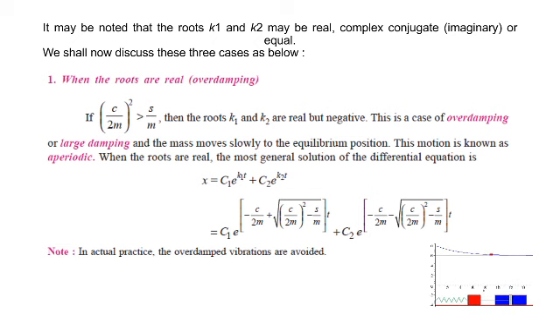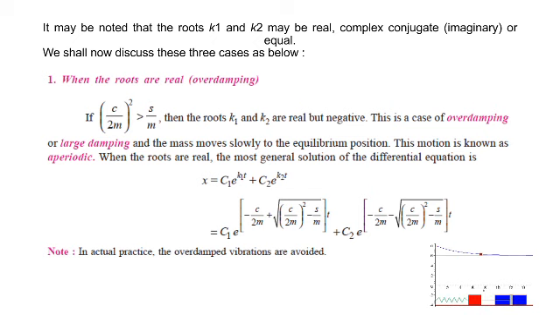This is the case of overdamping. This condition is called overdamping. When these roots K1 and K2 are real, then it is called overdamping or large damping. So what is overdamping? Whenever the roots of this differential equation are real, this condition becomes overdamping, and overdamping means a large amount of damping will be there in the system.